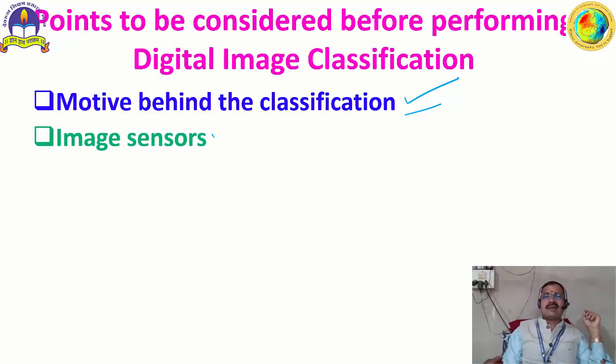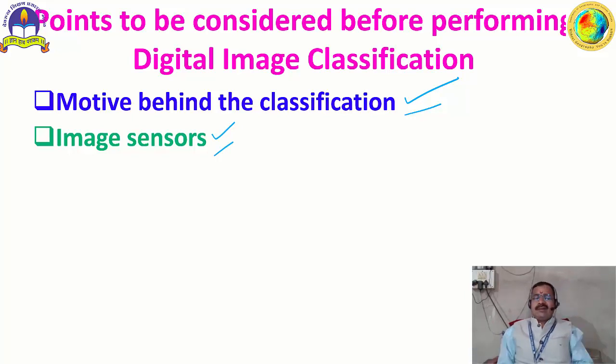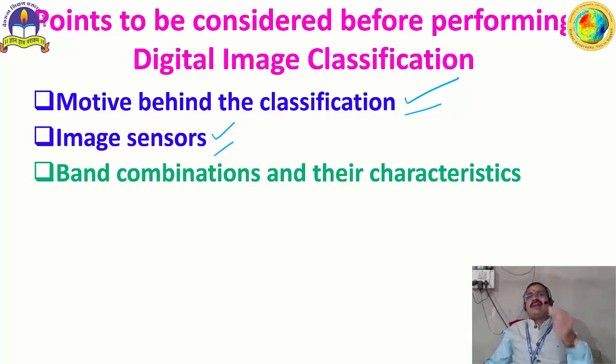Again, you need to consider image sensors, because when you go to download the data, that data may be from IRS, Landsat, Landsat TM, Sentinel, and so on. What are these? These are the sensors. Every sensor has its typical characteristics. Some sensors may provide high resolution data, or low resolution data, or medium resolution data. As per your need, you need to consider which sensor data you are going to use, and these points you need to consider before applying any classification technique.